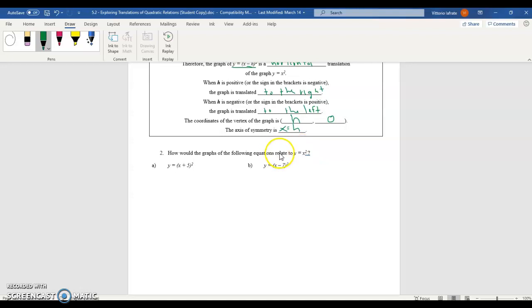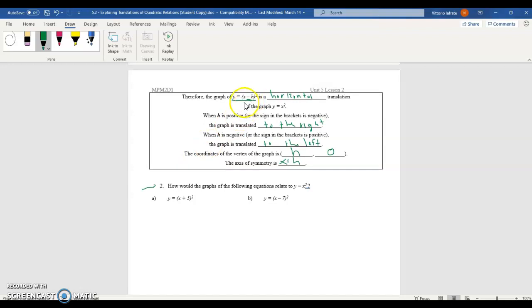This is lesson 5.2 part 3. We're going to do example number 2a and b. We had just finished seeing what the role of the h is when you have a form like this, x minus h squared. We saw that it's a horizontal translation of the graph y is equal to x squared.